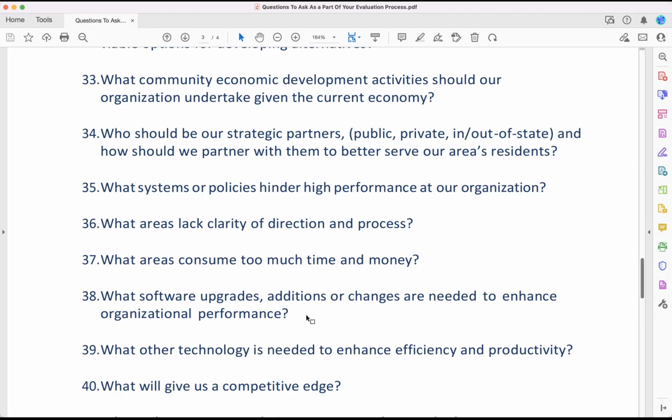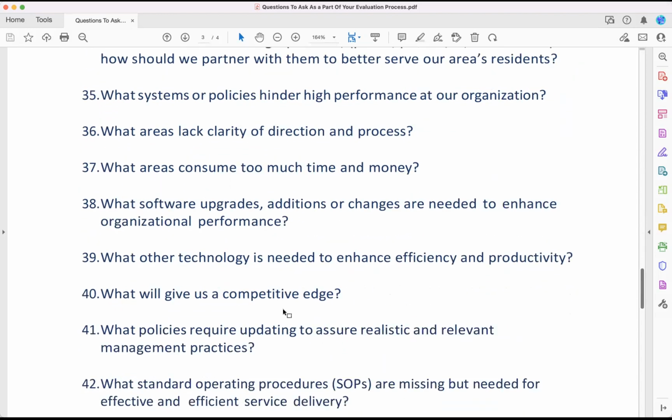Where can you consolidate things? Where can you streamline and optimize the work that you have? Something else that you want to think about is what will give you a competitive edge.